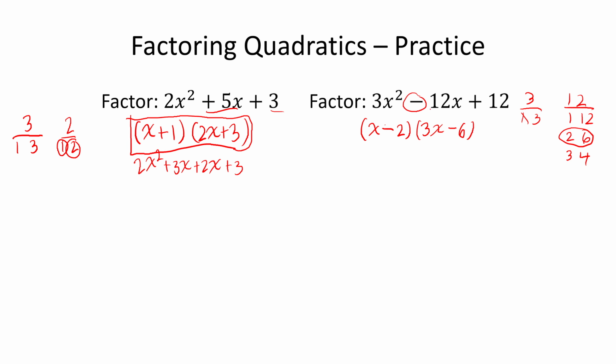Once again, you could check your work by doing the FOIL. x times 3x is 3x squared. x times negative 6 is minus 6x. Negative 2 times 3x is minus 6x. So minus 6x and minus 6x gives us that negative 12. And that tells me, yes, this is my answer. And there we go. We have factored another problem.